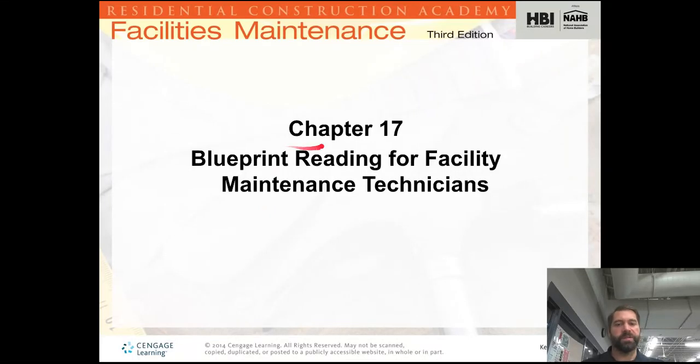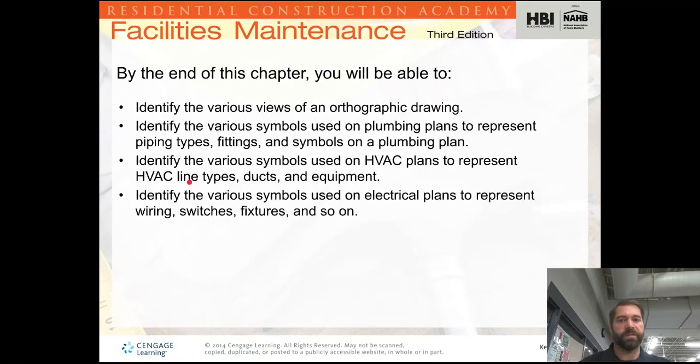Today we're going to go over Chapter 17, Blueprint Reading for Facility Maintenance Technicians. So, by the end of the chapter, you're going to be able to do a few things. Number 1, identify the various views of an orthographic drawing. Number 2, identify the various symbols used on plumbing plans to represent piping types, fittings, and symbols on a plumbing plan. Number 3, identify the various symbols used on HVAC plans to represent HVAC line types, ducts, and equipment.